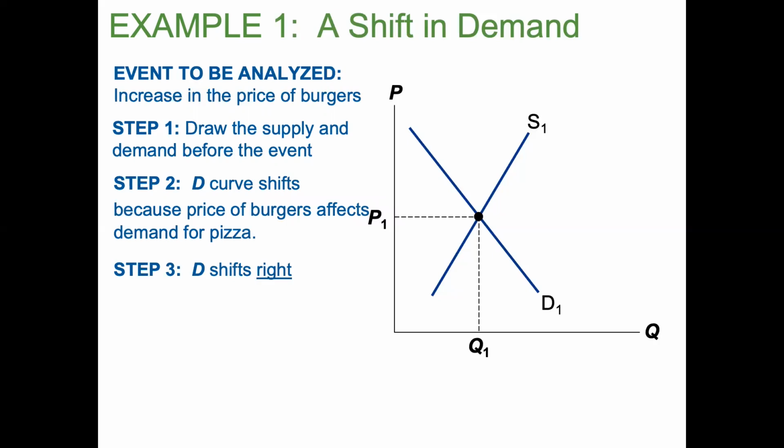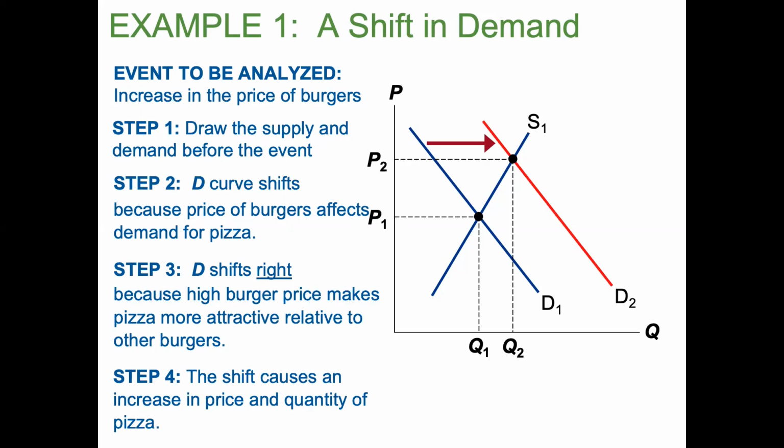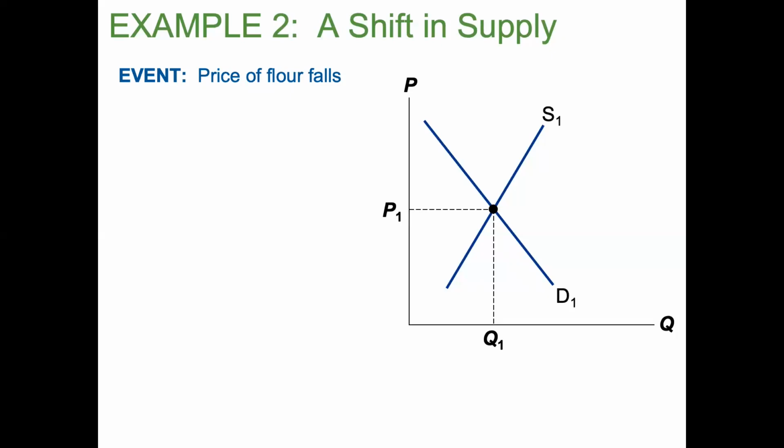Next, decide whether the curve shifts to the left or to the right. In this example, demand shifts to the right because a high burger price makes pizza more attractive relative to burgers. Finally, compare the initial and the new equilibrium. The shift causes an increase in the price and quantity of pizza. Let's look at another event.